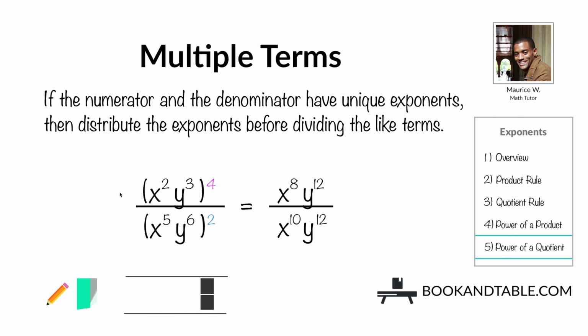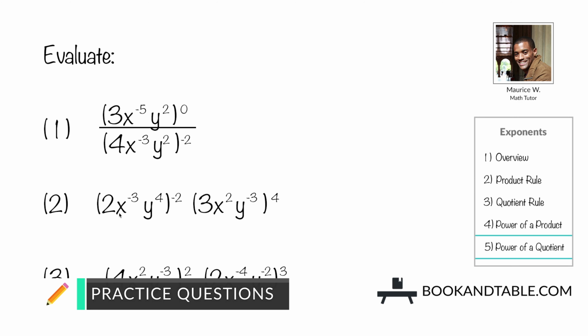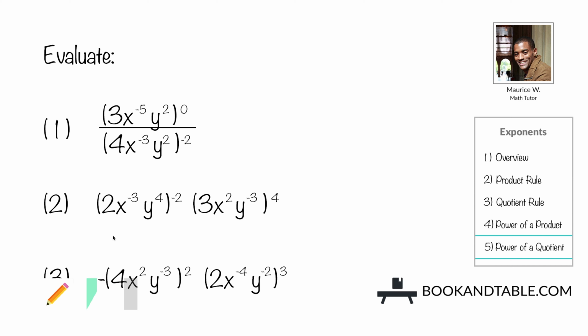Okay, so let's wrap up this chapter by completing these practice questions. Question number 1, 3x to the negative 5, y squared to a power of 0, divided by 4x to the negative 3, y squared to a power of negative 2.